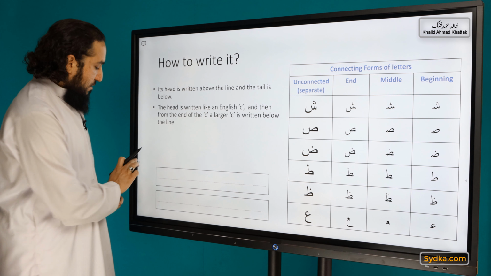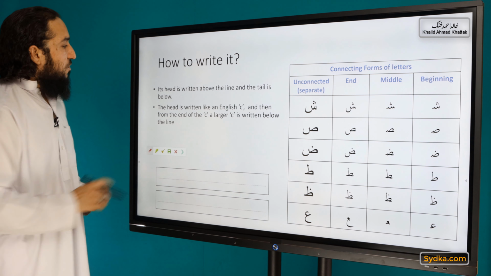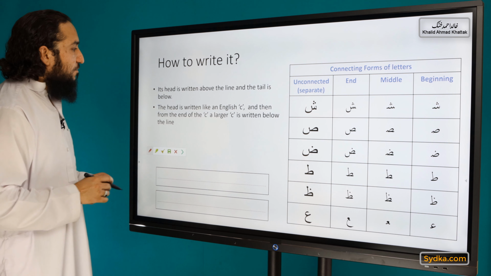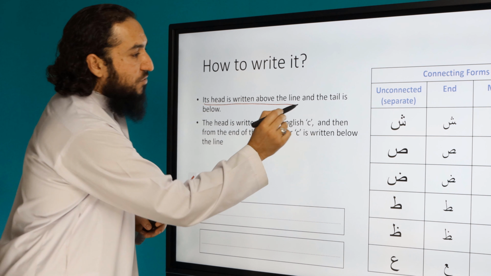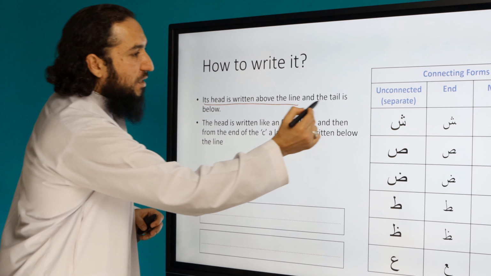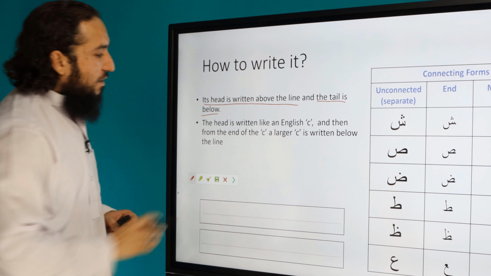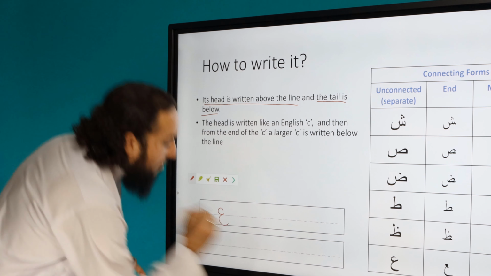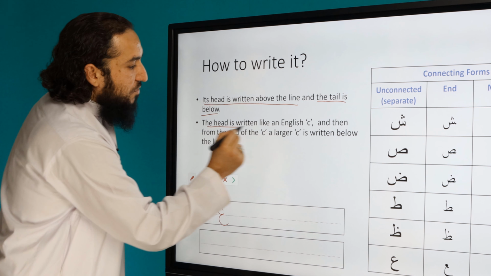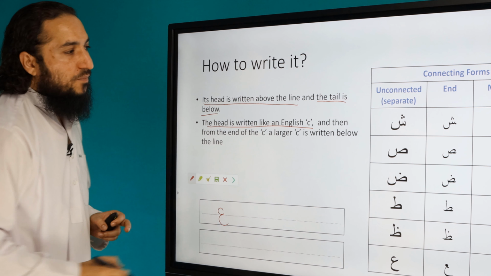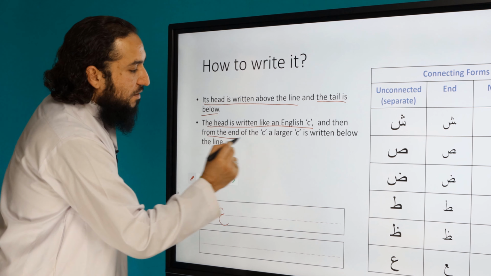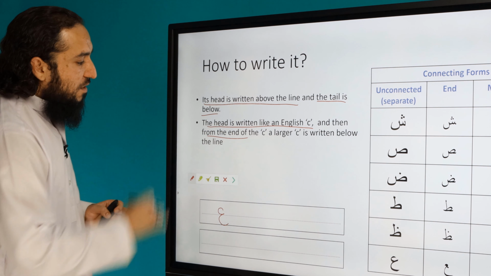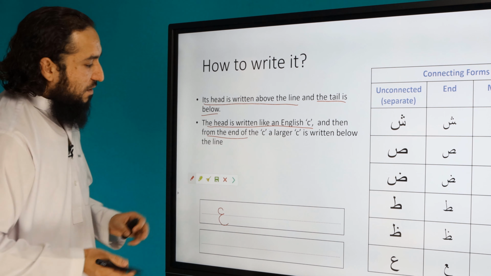So how to write it, let me explain that. It has 2 parts, the top and the bottom, the head and the tail. The head is written above the line and the tail is written below. If you've noticed, the head is written like a small c, and the tail is written like a big C. So it's kind of connecting 2 C's, top and bottom, of different size.